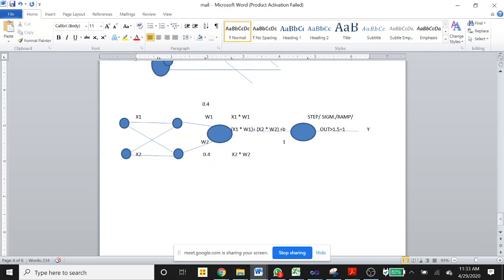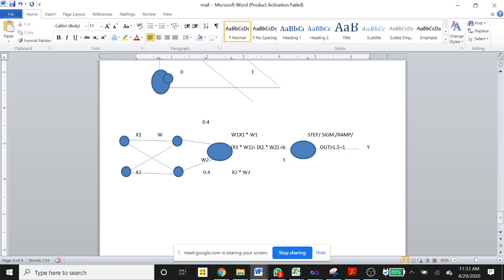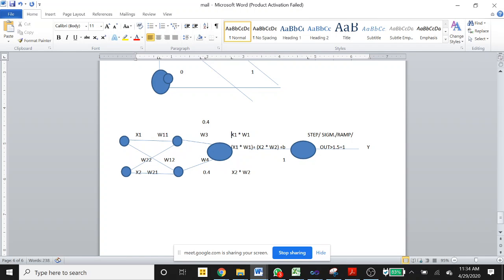Then remember, this is the weight factor w1. This will be w11. Then that particular edge which is mentioned here is going to be w12. Then this particular edge will be w21, and then this will be w22. Here we have four weight factors. Then here we have w3, and that will be w4. So we now have six weights, and now we have to perform the operation.